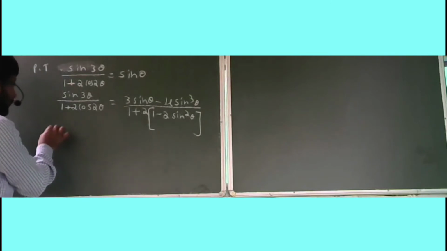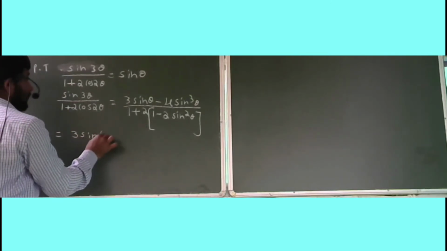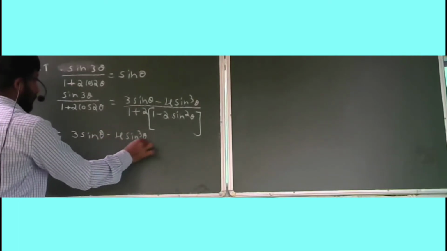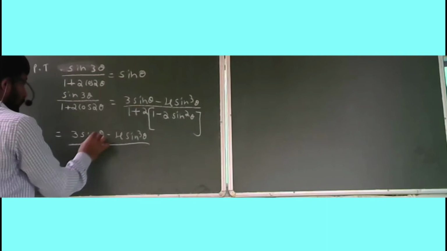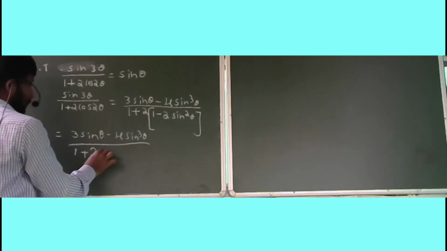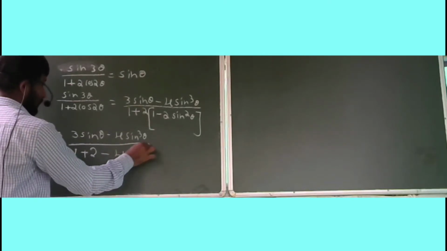Now simplify that one. It's equal to 3 sine theta minus 4 sine cube theta divided by, see, 1 plus 2 into 1 is 2, minus 2 into 2 is equal to 4 sine square theta.